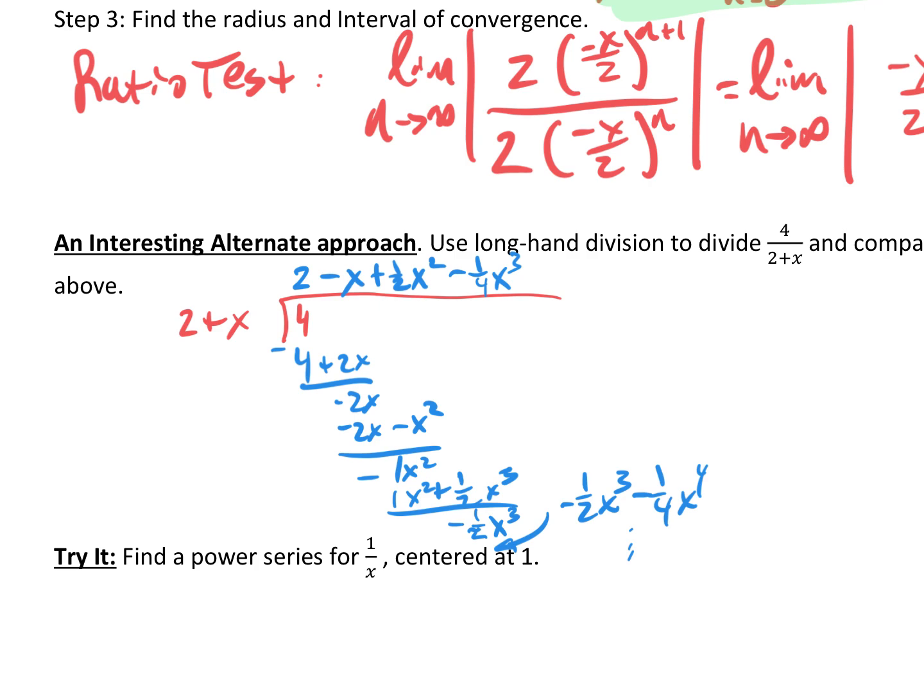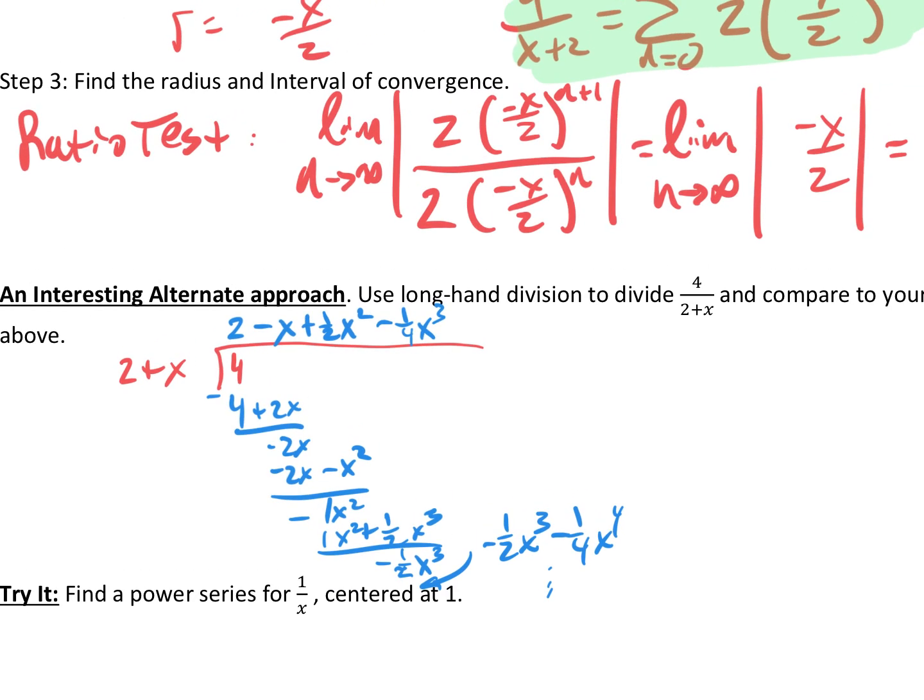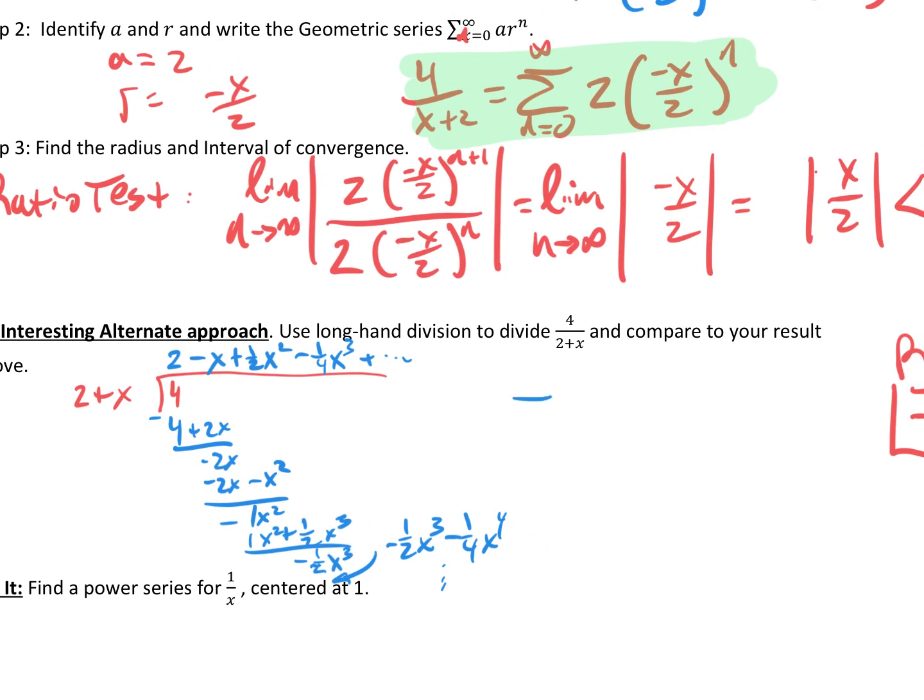All right, well, what's the moral of the story here is this. If you notice, what is this series? Well, this is the series that we got up above. The series is n equals 0 to infinity of 2 times negative x over 2 to the n. When n is 0, this becomes 1, and we just end up with 2. When n is 1, plug in 1 here, you can have negative x over 2 times 2, that's negative x. When n is 2, we're going to have positive x over 4 times 2, that's 1/2 x squared.